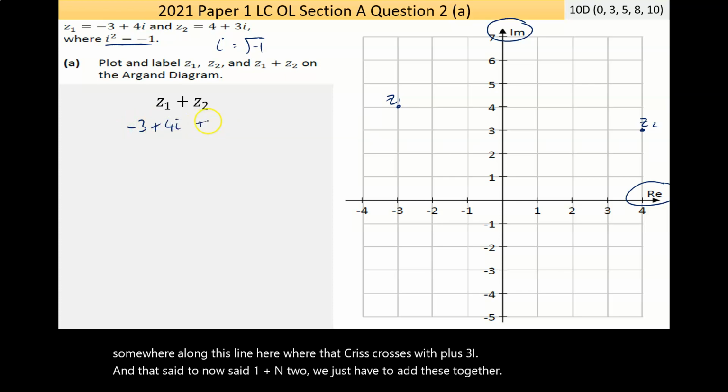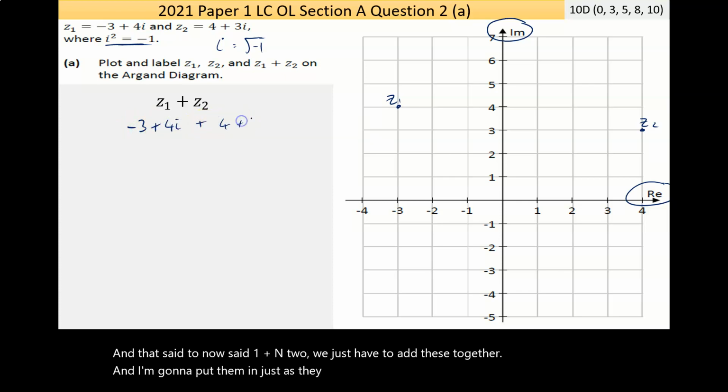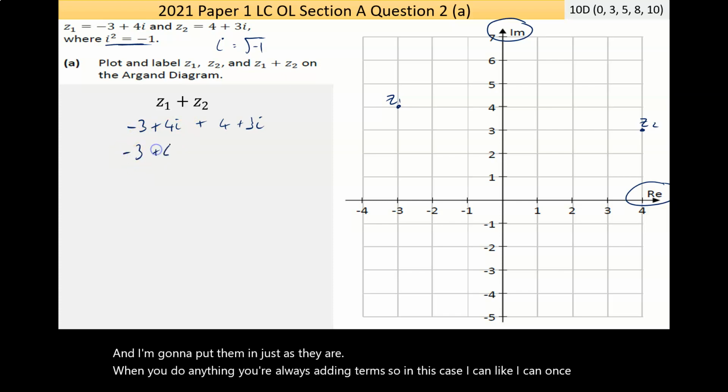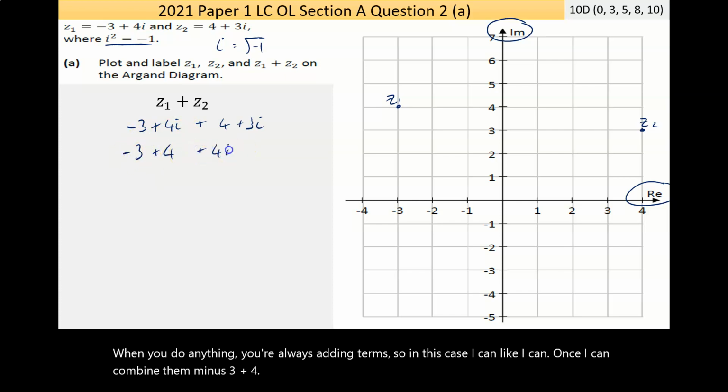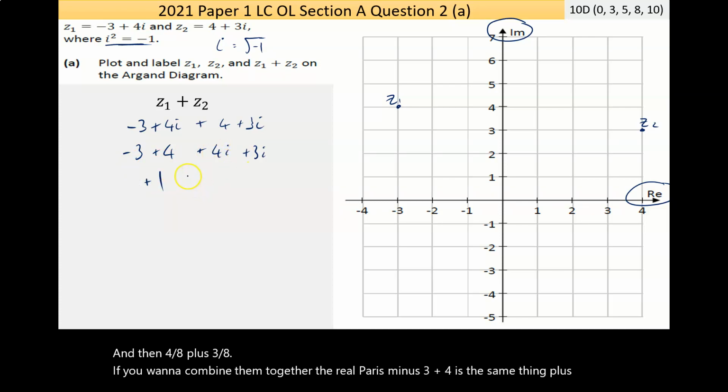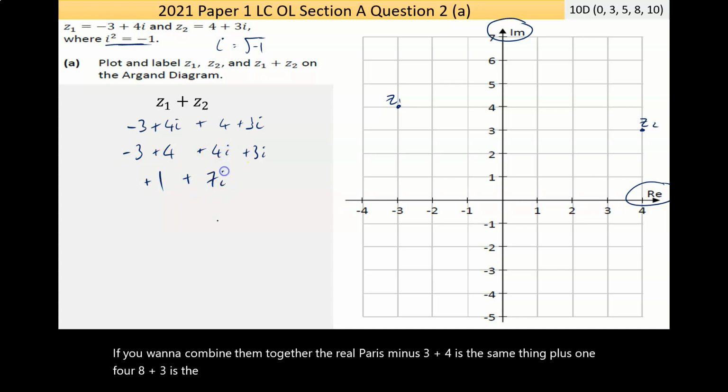Now I'm going to put them in just as they are. When you're doing anything, you're always adding like terms. So in this case, I can combine them: minus 3 plus 4, and then 4i plus 3i. The real part, minus 3 plus 4, is the same thing as plus 1. 4i plus 3i is the same thing as 7i. That's it. That's Z1 plus Z2.